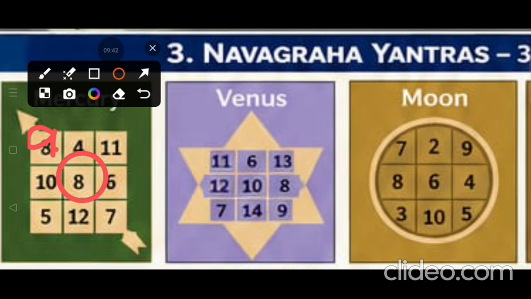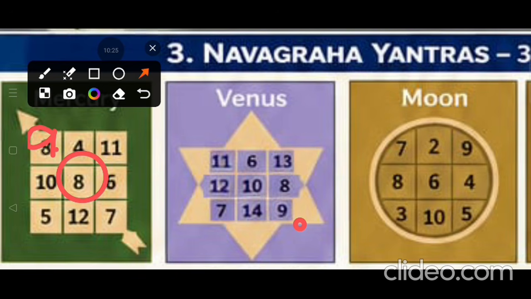The next Navgraha yantra is Venus. In Venus, the middle number is 10. So the sum of each row, each column and each diagonal will be 30 here. Let's check: 11 plus 12 plus 7, the sum is 30. If we check 11 plus 6 plus 13, we get the sum as 30. So Venus is a magic square in which the sum of each row, each column, each diagonal is 30.